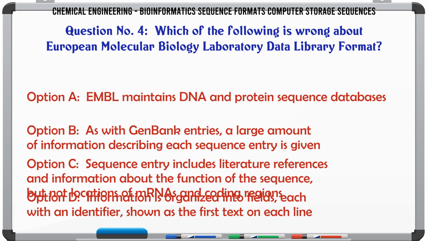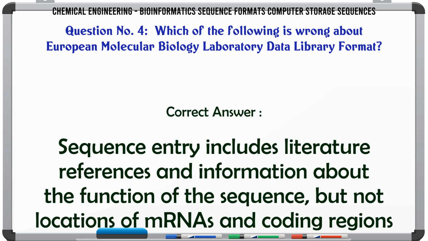C. Sequence entry includes literature references and information about the function of the sequence but not locations of RNAs and coding regions. D. Information is organized into fields, each with an identifier shown as the first text on each line. The correct answer is: sequence entry includes literature references and information about the function of the sequence but not locations of RNAs and coding regions.